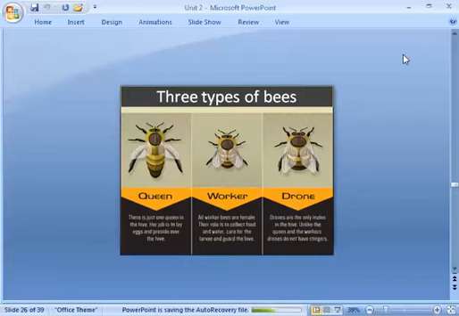Queen. There is just one queen in the hive. Her job is to lay eggs. All worker bees are female. Their role is to collect the food and water. Drones are the only male in the hive. So there are 3 types of bee: queen, worker, drone.